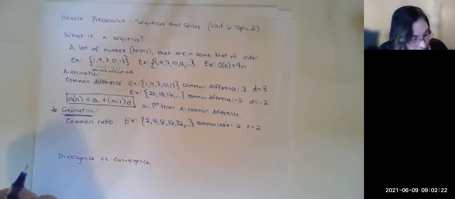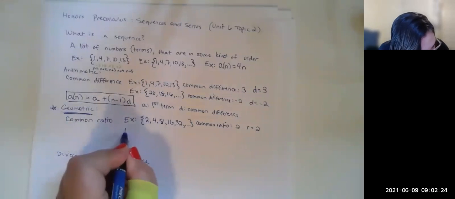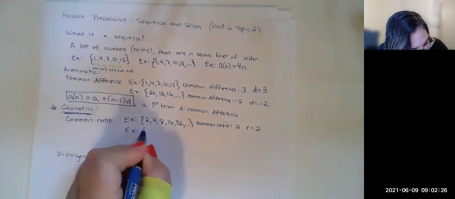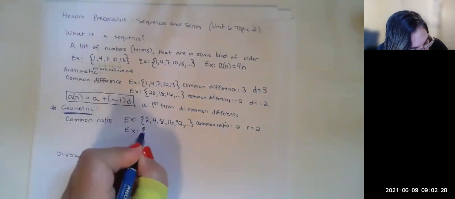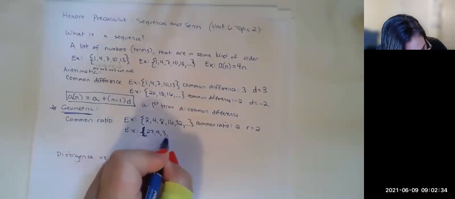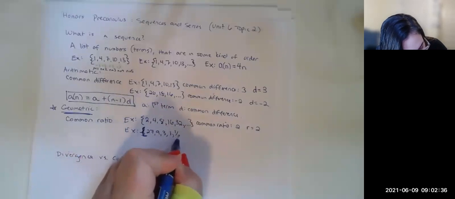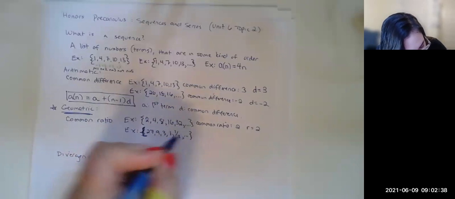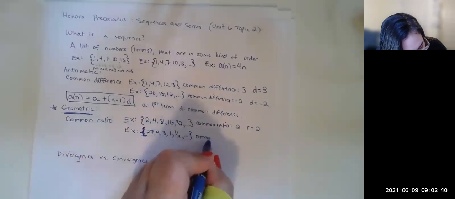Another example you could use might be, ooh, that's a terrible looking brace. I got excited. All right, so let's do 27, 9, 3, 1, 1/3. What's the common ratio?